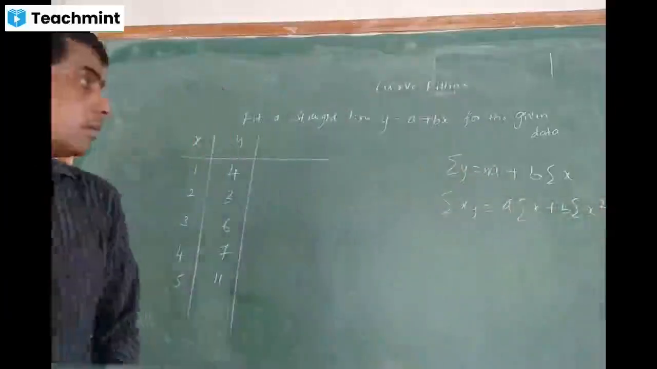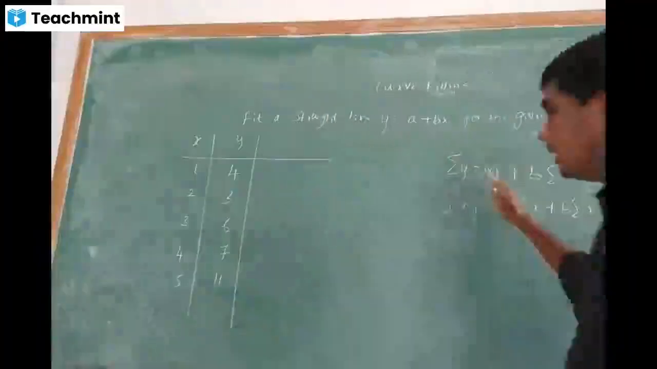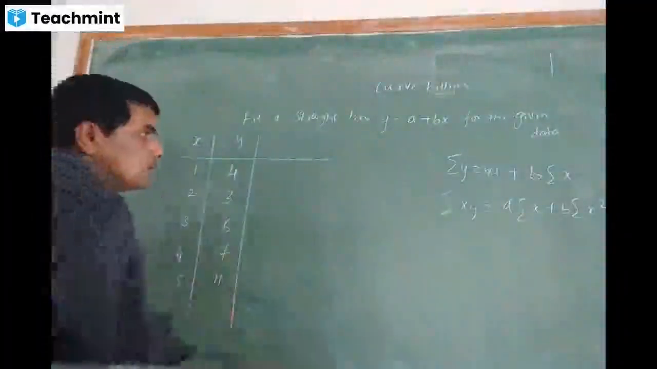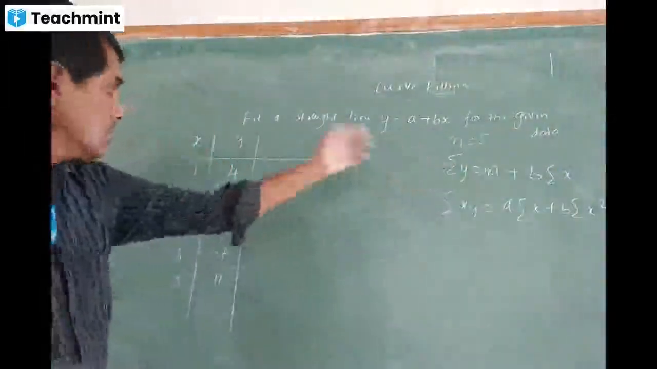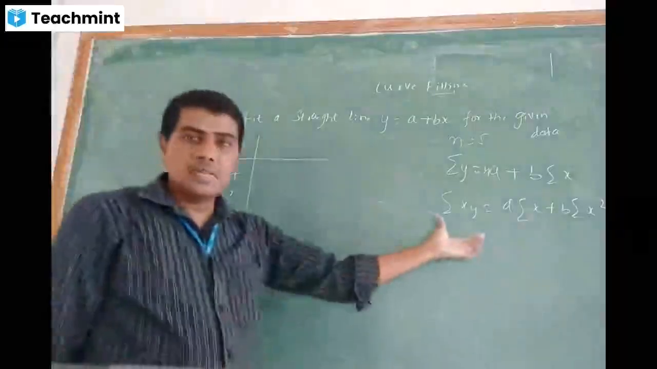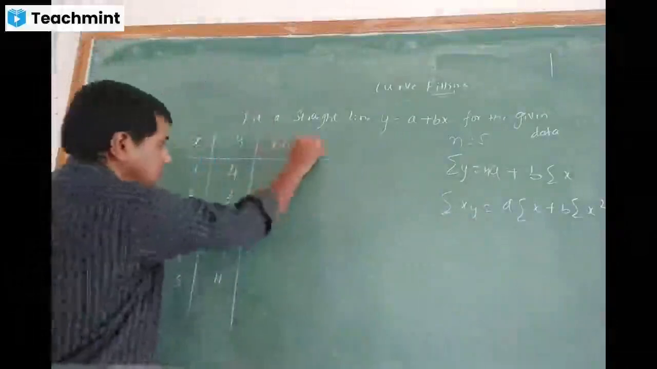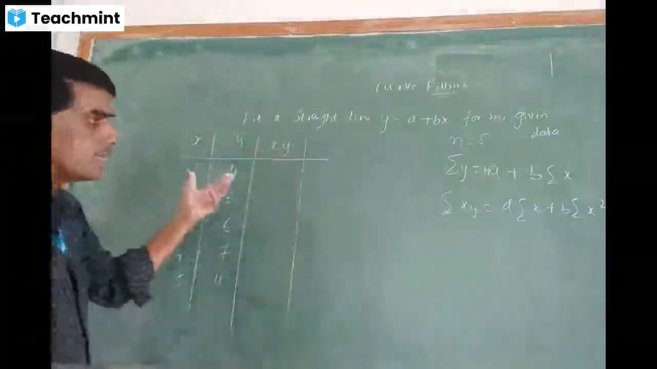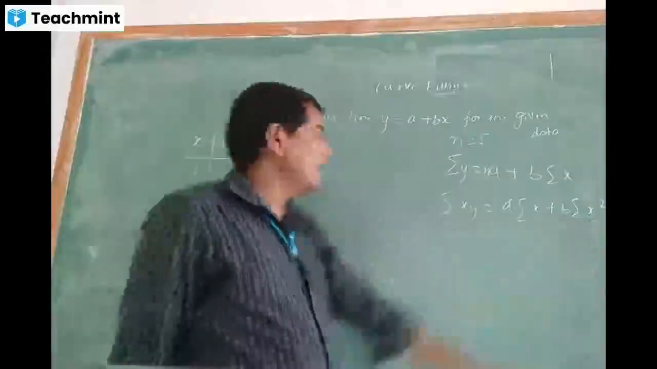You can find the value. Summation y we will get here. Then n is the number of observations: 1, 2, 3, 4, 5, so 5. Summation x is the addition of x. Next, with respect to the second normal equation, summation xy is equal to xy. Next, summation x square, we will get x square added.